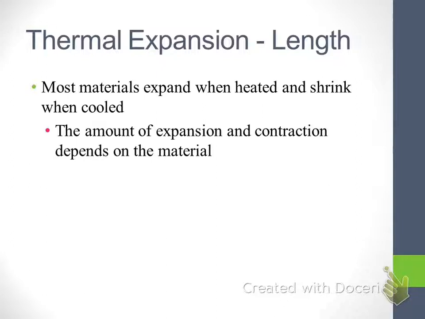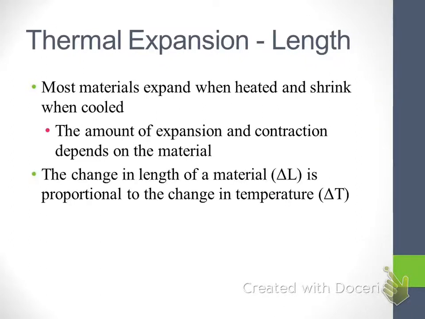But the amount of expansion or contraction really does depend on the materials, and we have some constants that help us deal with that. We're going to look at the change in length of a material as proportional to the change in temperature. So we'll deal with delta L and delta T. Here is our equation for thermal expansion. We get new letters again. Delta L equals alpha times L sub 0. What's L sub 0 mean? Initial, good. So initial length times change in temperature.